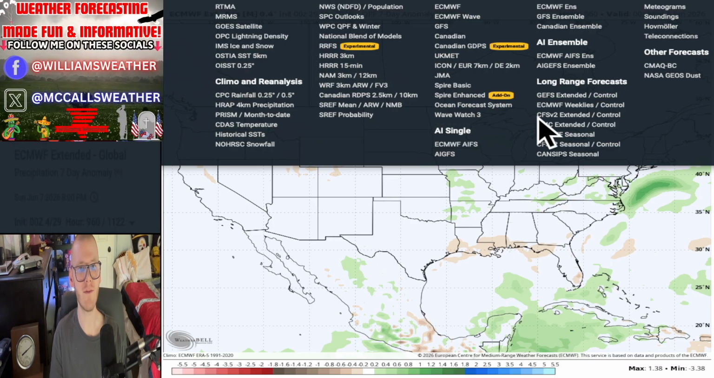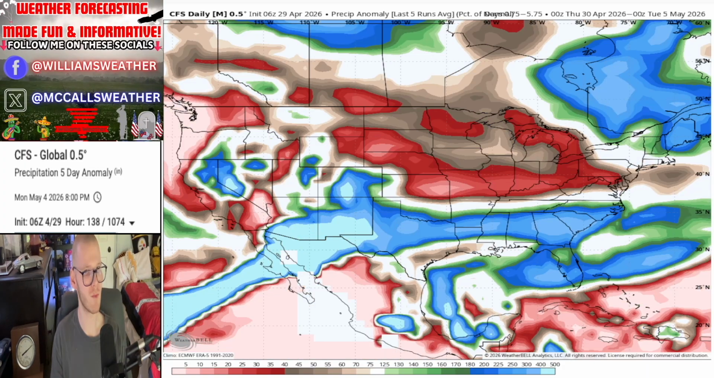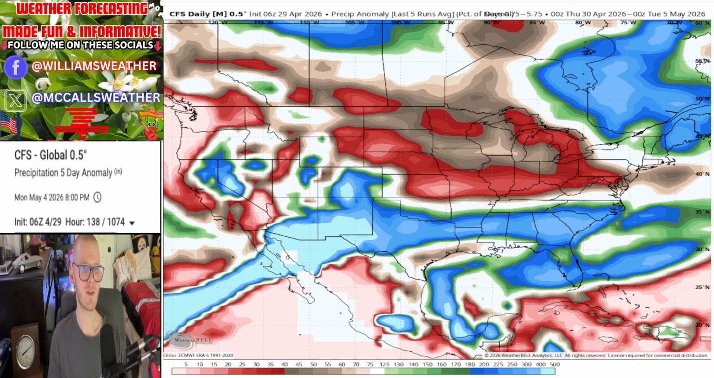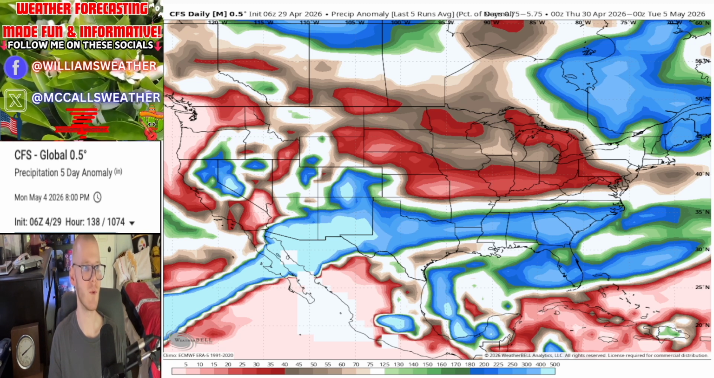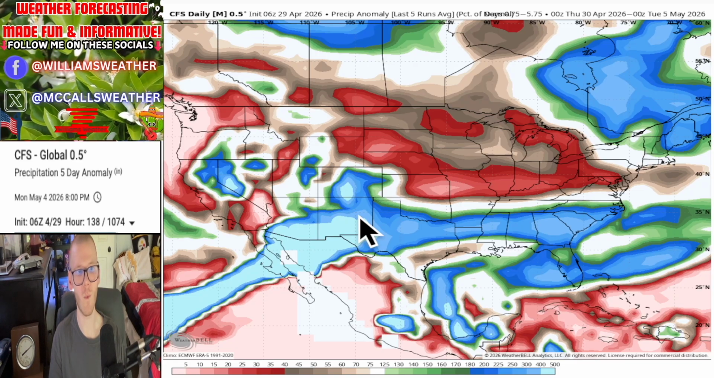Now onto my favorite model. I'm not going to be biased here, but this is my favorite model, and we can see why, because we can see very clearly where the above and below average is at. Really all of the models are in agreement so far as precipitation goes for the beginning parts of May, as it's looking like the southern half of the country is going to be well above average.